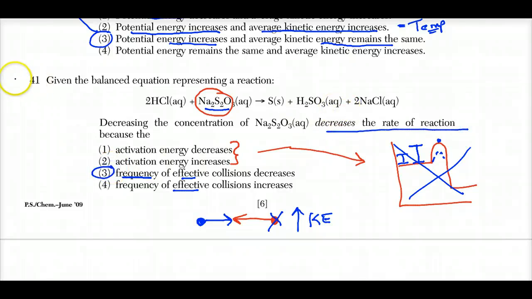No matter what you learned in chemistry this year, whether it's concentration, pressure, surface area, catalyst, all those things affect the number and frequency of effective collisions. So how fast a reaction is always based upon how many collisions are occurring. And if you have more collisions, you're going to have more effective collisions. Number 41 is 3.